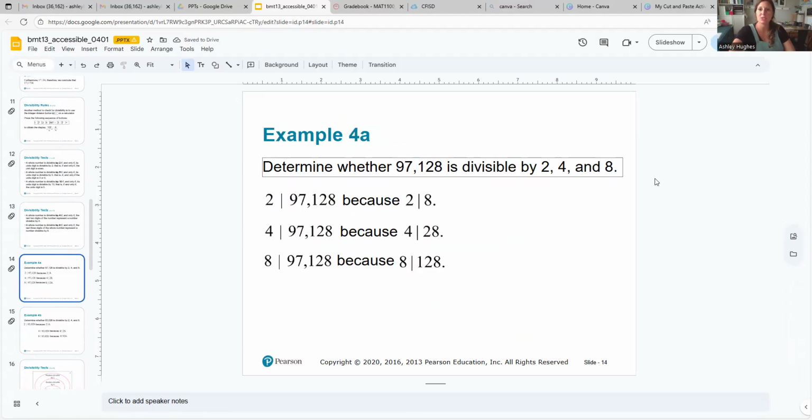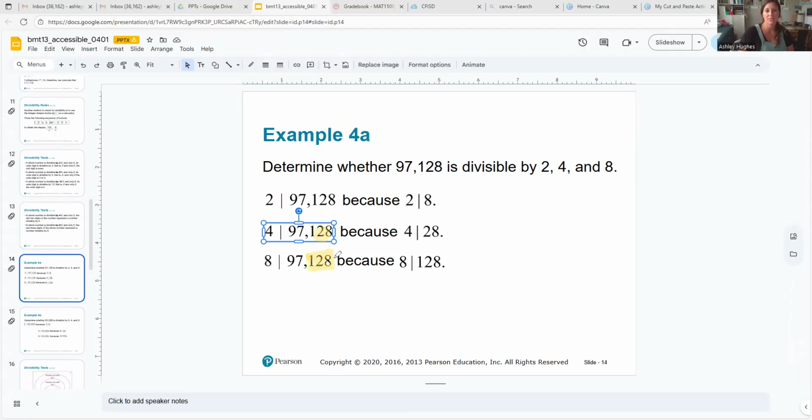Determine whether this is divisible by 2, 4, and 8. Is it divisible by 2? Is it even? Yes. Is this divisible by 4? Yes, because 28 is divisible by 4. You get 7. So you're checking these two. And then here you're checking for 8. So 2s are just checking that last digit. 4 is just checking the last two digits. 8, you're checking the last three digits.